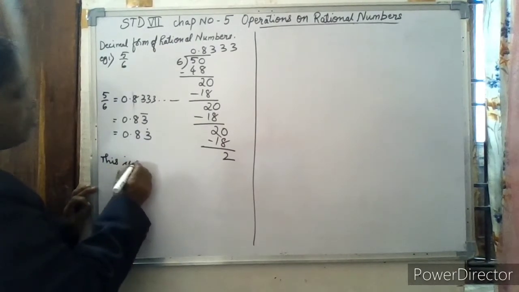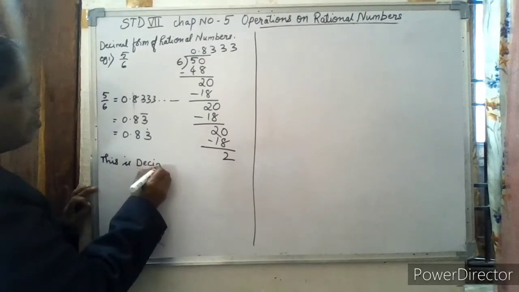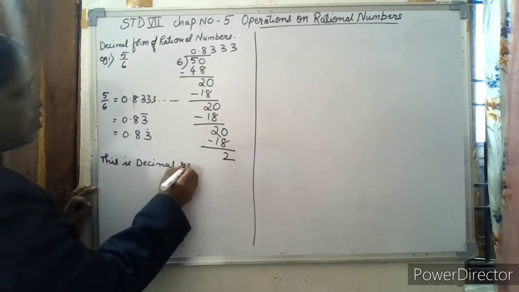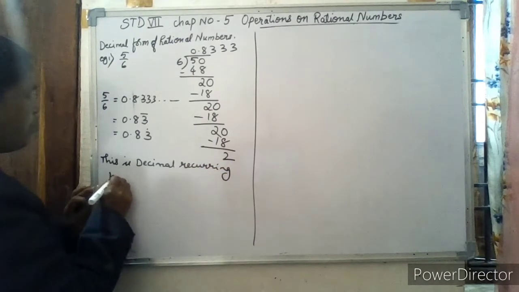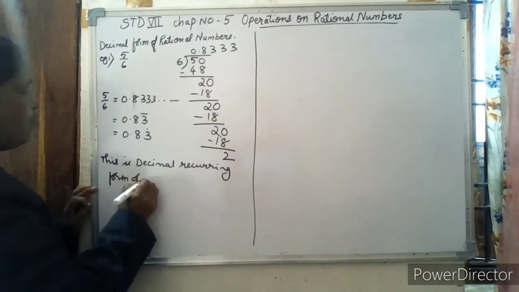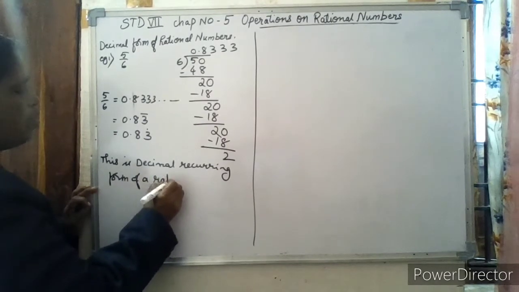This is decimal recurring form of a rational number.